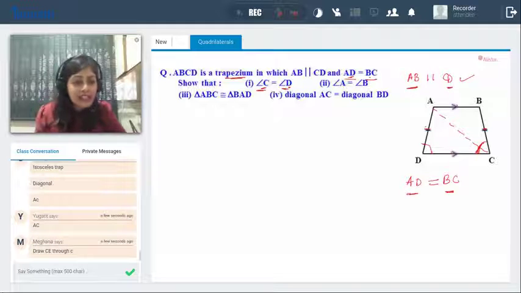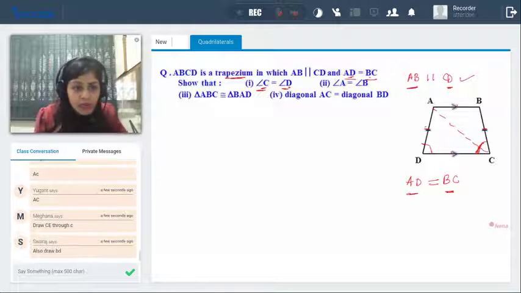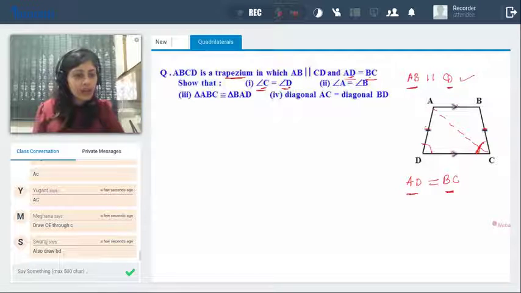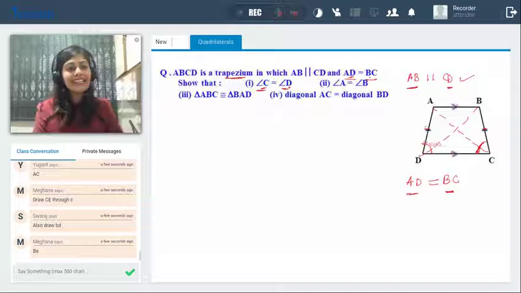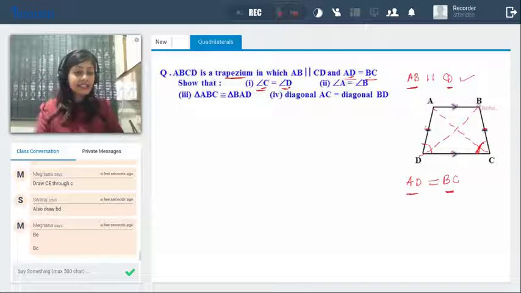How else can I divide this? Draw CE through C. Okay, draw CE through C. Meghna, can you tell me, first of all, CE? E lies on which side? Yes, CE lies on which side? On AB, on AD? I'm not very sure. Swaraj says also draw BD. Okay, if I also draw BD, now even D is getting divided, right? Okay, BE. That's correct. Yes, Meghna, that's correct.